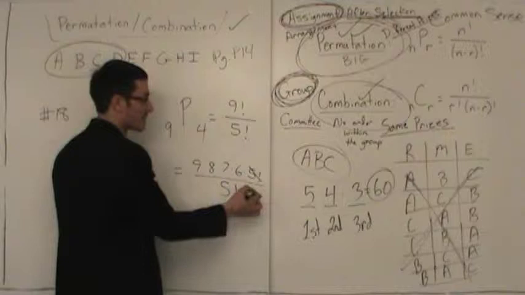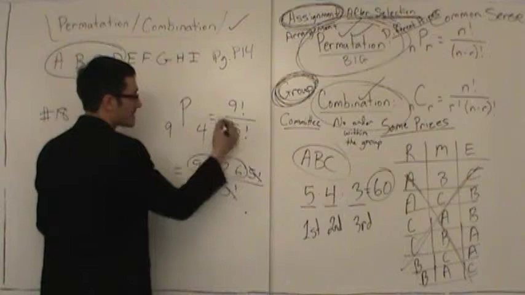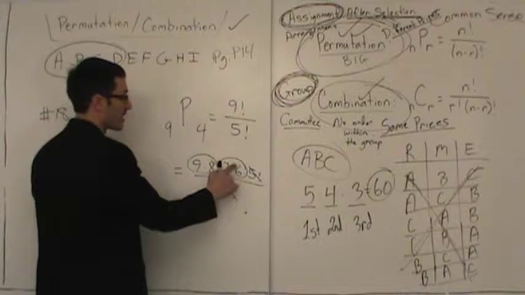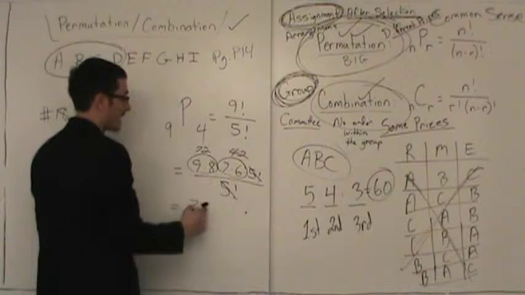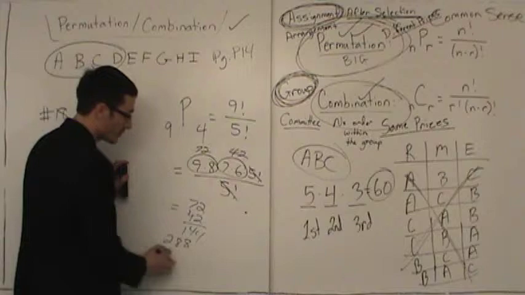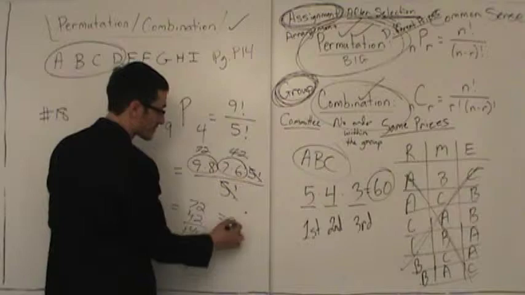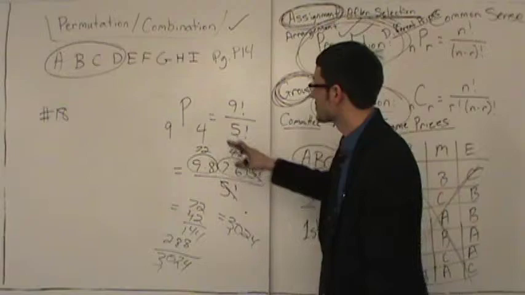9 times 8 is 72. 7 times 6 is 42, so we get 72 times 42. You should reduce this to one multiplication problem. 7 times 6 is 42, 9 times 8 is 72, and we multiply this. This gives 144 and 288. We add, and we get 3,024. So the total is 3,024 ways for the reporters to be assigned to the stories. It's a huge number, so big numbers.